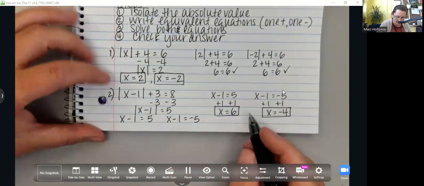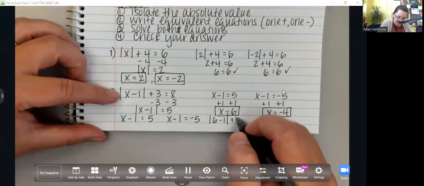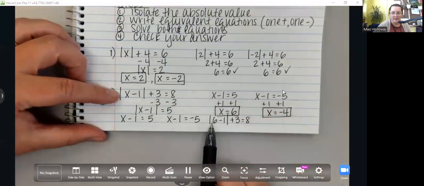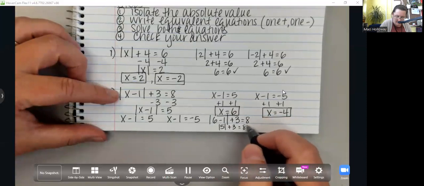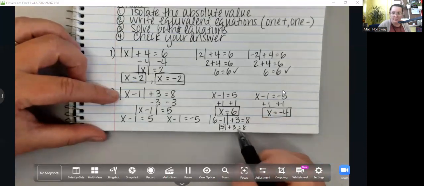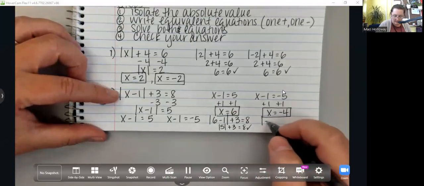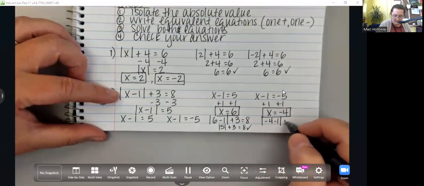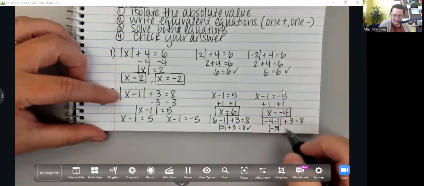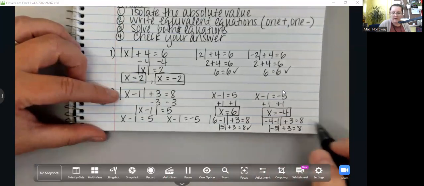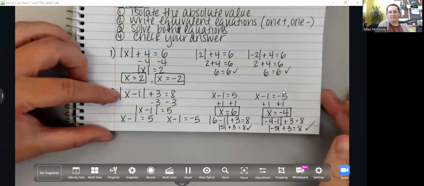Let's check and see if they work. If I plug in 6, the absolute value of 6 minus 1 plus 3, does that equal 8? 6 minus 1 is 5. The absolute value of 5 plus 3 equals 8. I'm running out of room. 5 plus 3 is 8. We check out. Now let's plug in -4. The absolute value of -4 minus 1 plus 3 equals 8. -4 minus 1 is -5, and the absolute value of -5 is +5, plus 3 is 8. So they both check out.